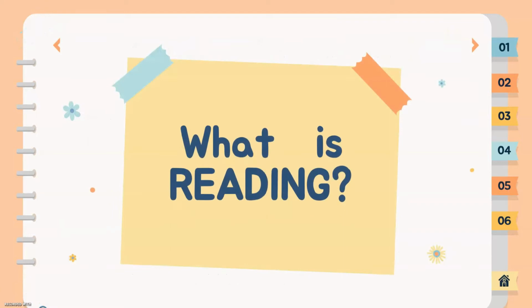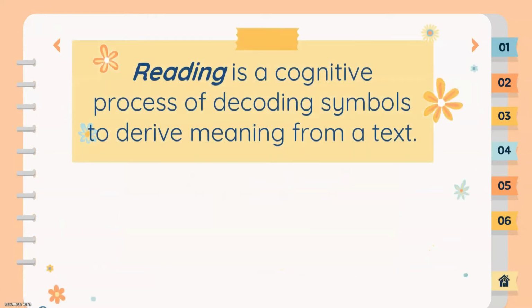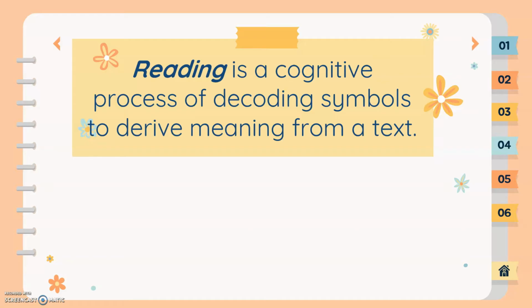Do you know what is reading? When we say reading, it is a cognitive process of decoding symbols to derive meaning from a text. It is always an interaction between the text and the reader. When you decode it, it means you may give meaning or interpretation of something that you read, and through this, you will be able to develop understanding of what you are reading. We read to gain and share information and ideas, whether for academic, personal, or professional purposes. That is how a reader and the writer interact using the text or material.